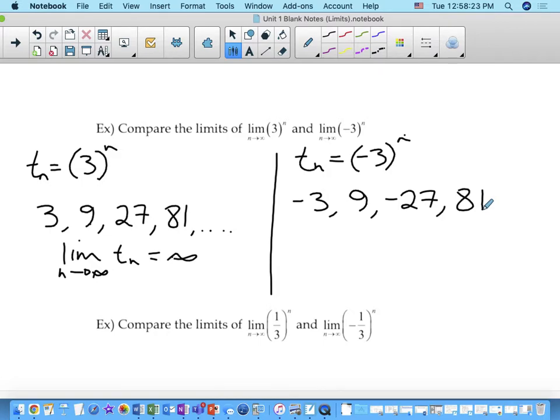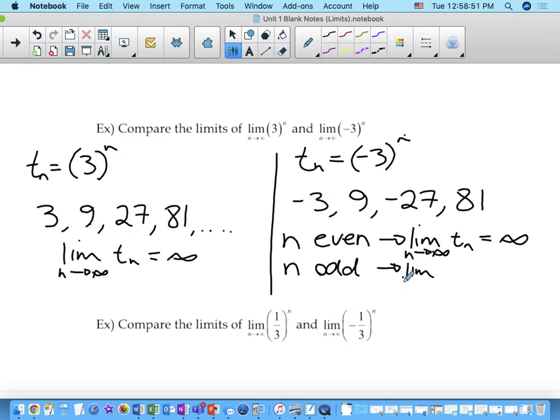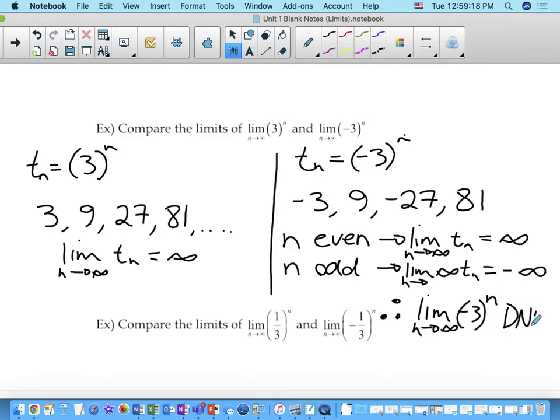Because it really depends on whether n is even or odd. If n is even, the limit approaches infinity. If n is odd, the limit approaches -infinity, okay? So if n is even, the limit as n approaches infinity of Tn is infinity. If n is odd, the limit as n approaches infinity of Tn is -infinity. What does that mean about the limit of this infinite sequence? Doesn't exist, yeah. So the limit, therefore, as n approaches infinity of -3 to the n does not exist.